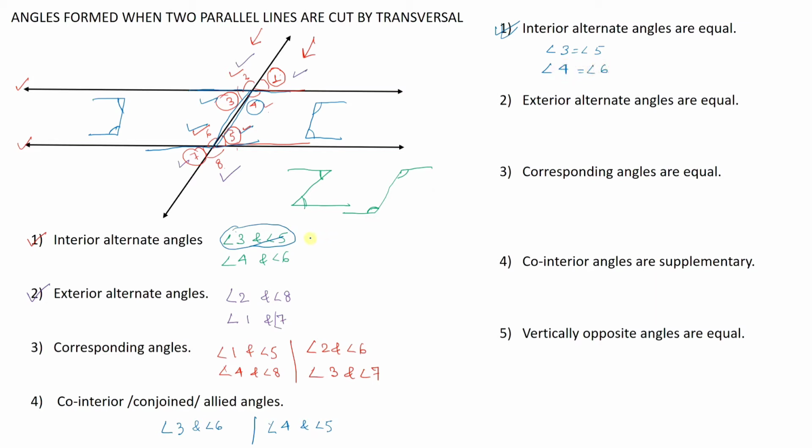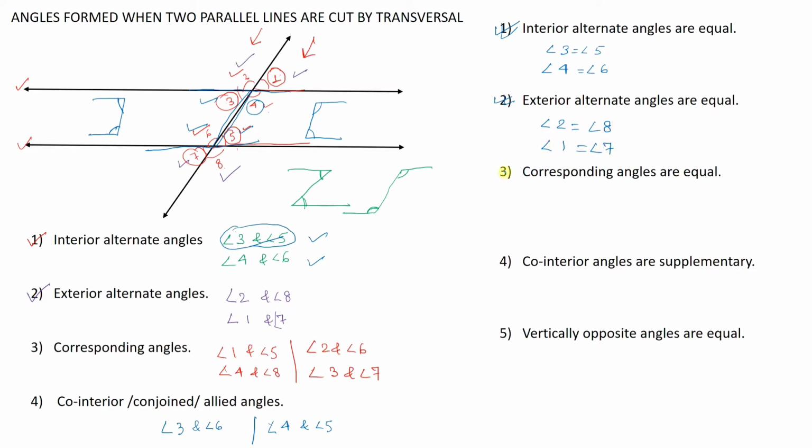Next property is that exterior angles are equal. Exterior angles means angle 2 and angle 8 will be equal. So angle 2 equals angle 8, and next one is angle 1 equals angle 7.